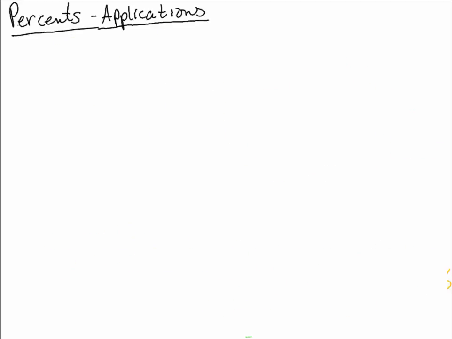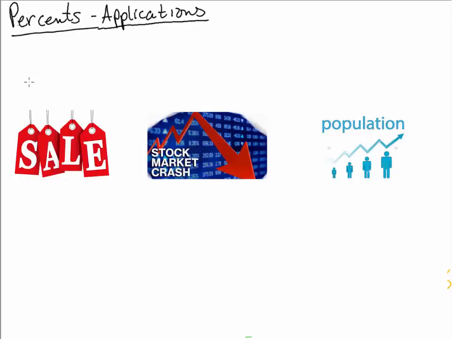Now, the second kind is when we are given percents, and they show up all over in the world. For example, something where it says, hey, this is now 30% off. It's a sale. Stock market crash. It went down 6%. And population growth. Oh my goodness, population's been growing in a certain city, and it increased by 15%. Something like that.